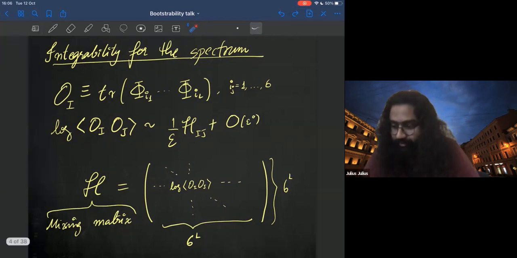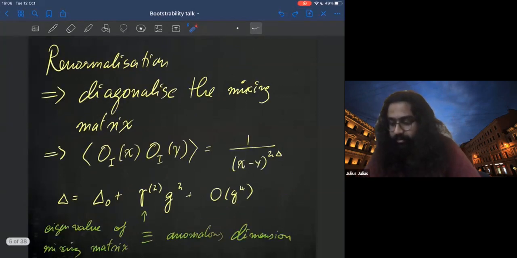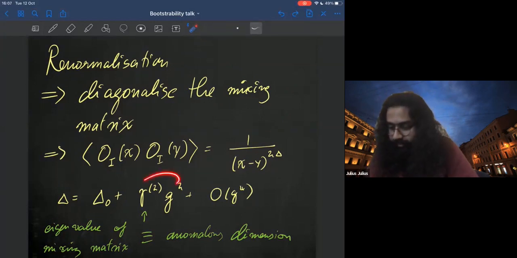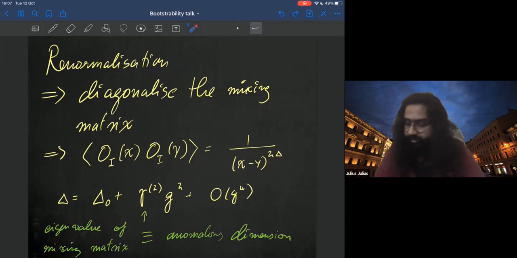In general, this is quite a cumbersome process. You want to diagonalize this mixing matrix, and then finally what you get is that the scaling dimension of your renormalized operators is corrected, and it picks up some quantum corrections which are given by the eigenvalues of your mixing matrix, and they are called the anomalous dimensions. So this is what we want to do.